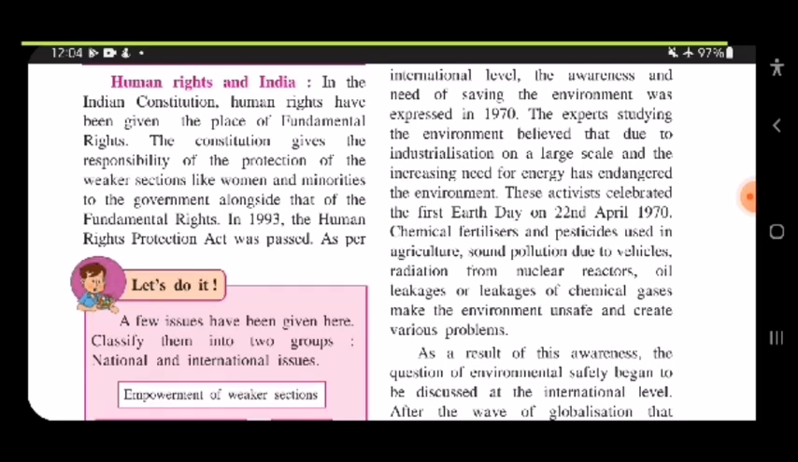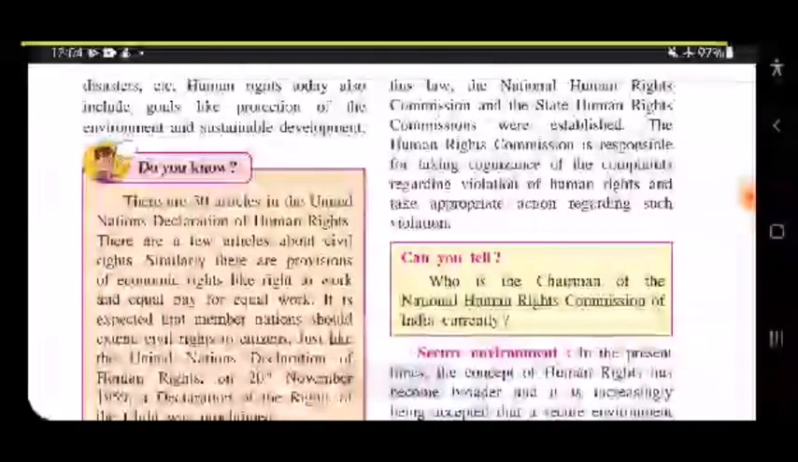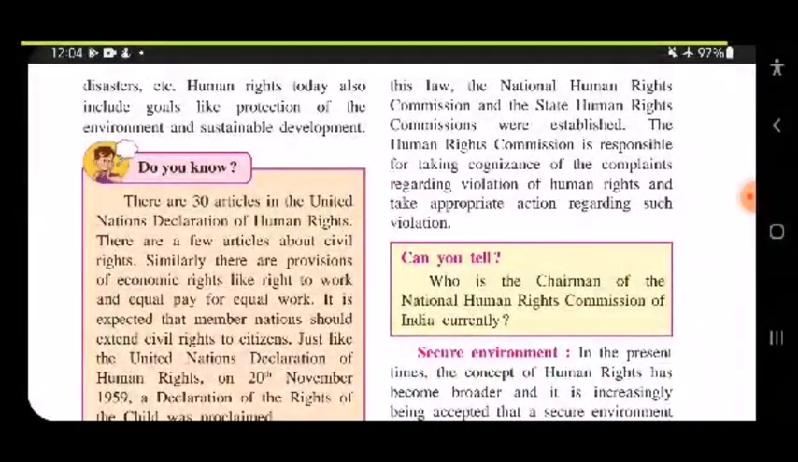In 1993, the Human Rights Protection Act was passed. As per this law, the National Human Rights Commission and the State Human Rights Commission were established. The Human Rights Commission is responsible for taking cognizance of complaints regarding violation of human rights and taking appropriate action regarding such violation. So each and every person should get rights. Now, previously we knew that women used to not get equal rights. They were not allowed to vote. But nowadays you see everyone has those rights.